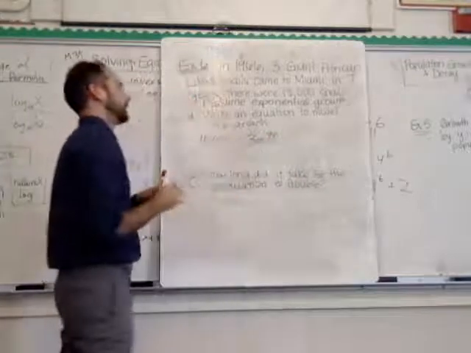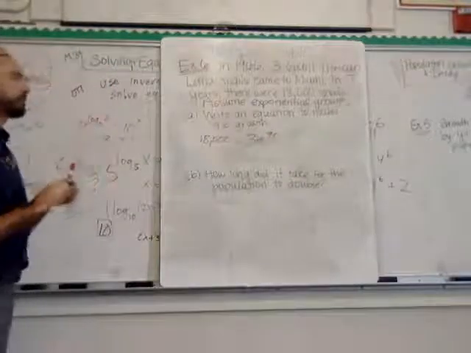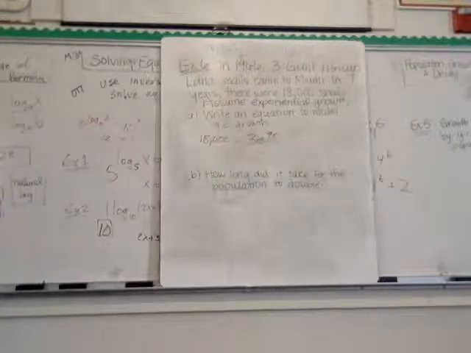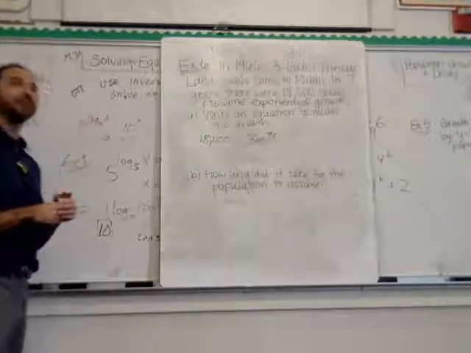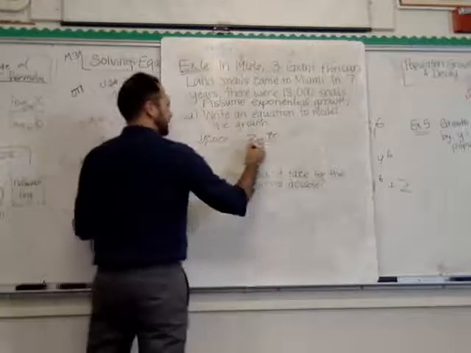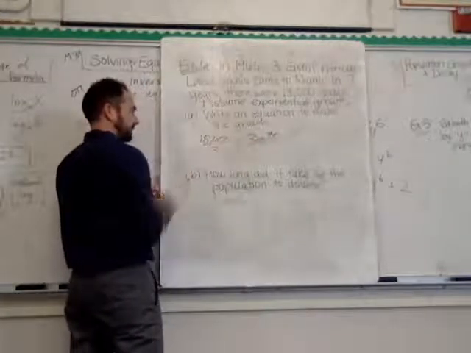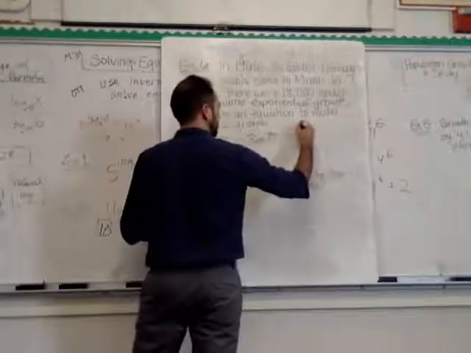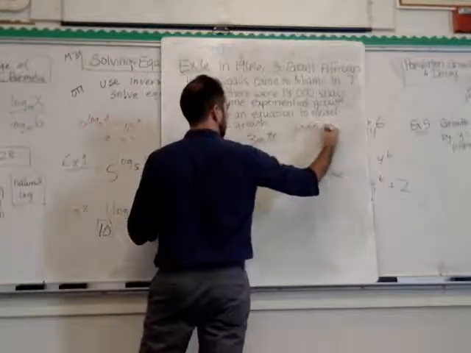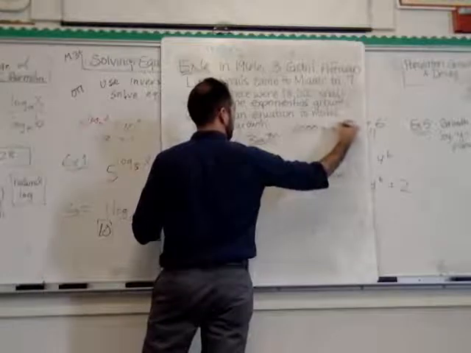So how shall we approach this problem? We want to solve for r. Let's divide by 3 to start. Divide by 3 on both sides. You end up with 6,000 equal to e raised to the 7r.